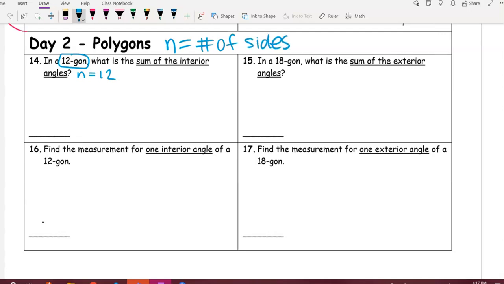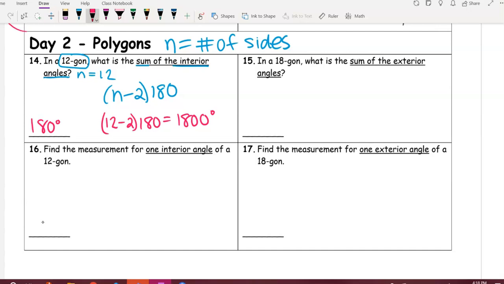So in order to solve any of these questions about a polygon, we really need to know how many sides this shape has. So starting with number 14, we have 12 sides, and the formula for the sum of the interior angles is n minus 2 times 180. So plugging in 12, you have 12 minus 2 times 180, which is 1800. So all of the interior angles added together is going to be 1800 degrees.